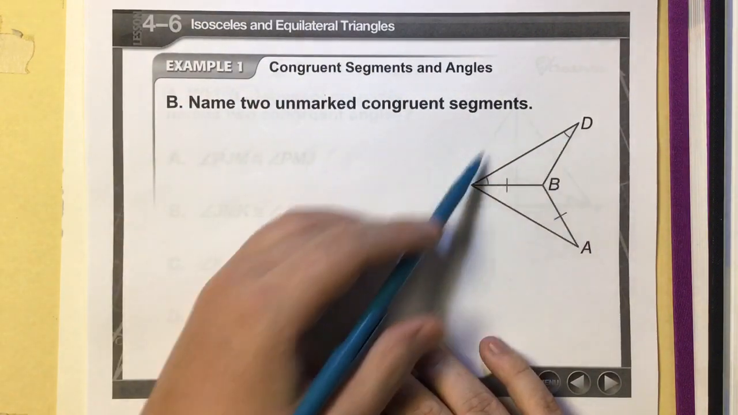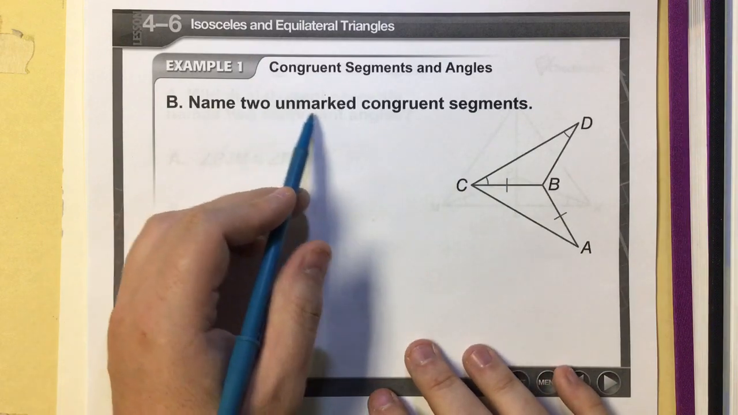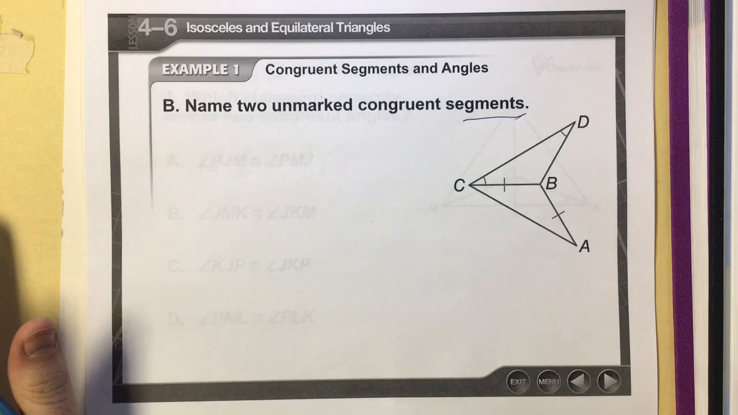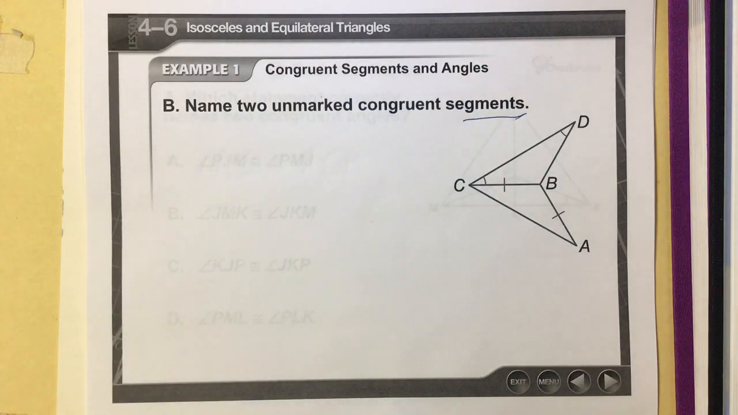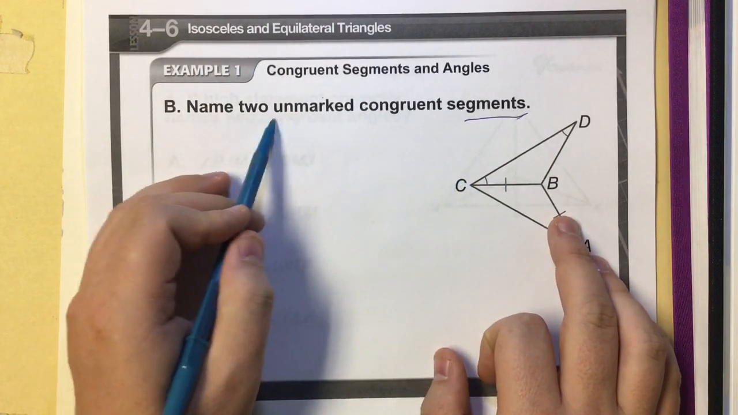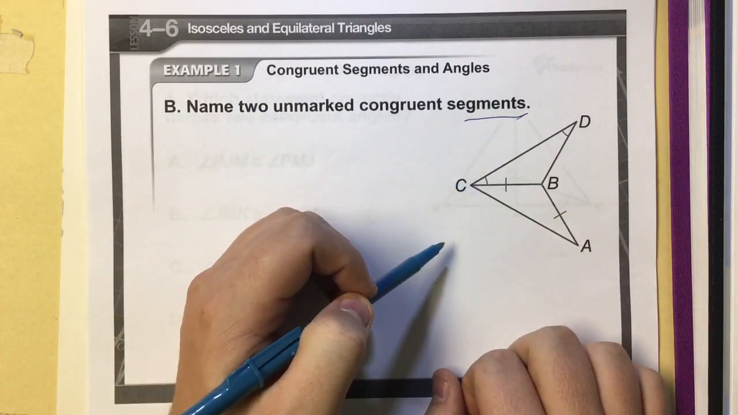All right, our next one, the exact same picture, but this time it asks to find 2 unmarked congruent segments. So that's the only difference, is this one's asking about segments. So to find congruent segments, these 2 are marked, but they don't want the ones that are marked. They want them to be unmarked. So we have to find congruent angles.